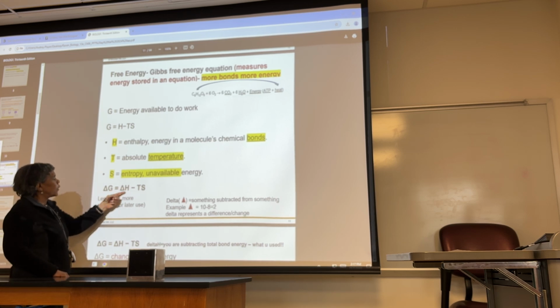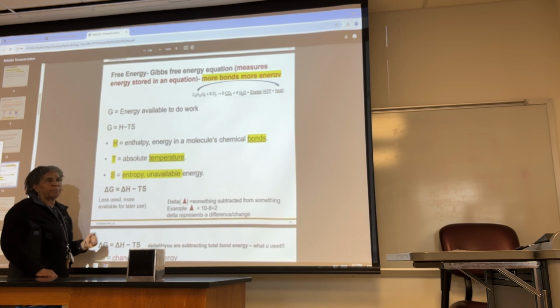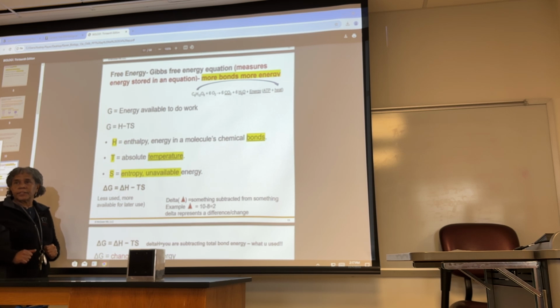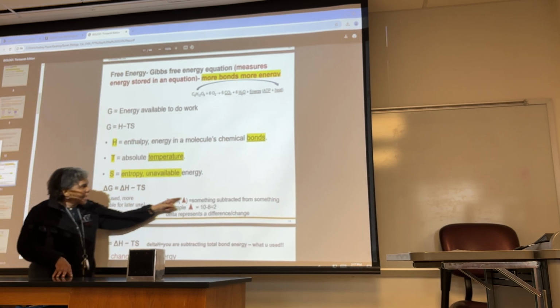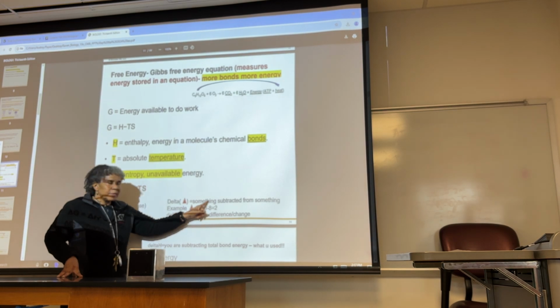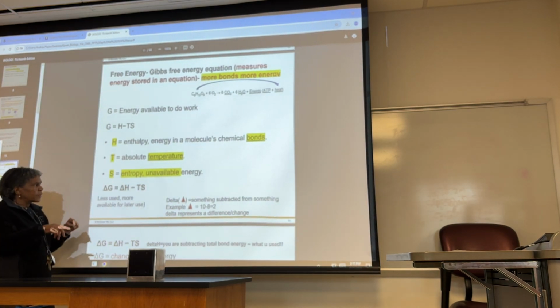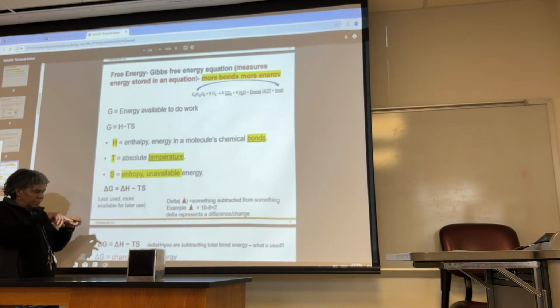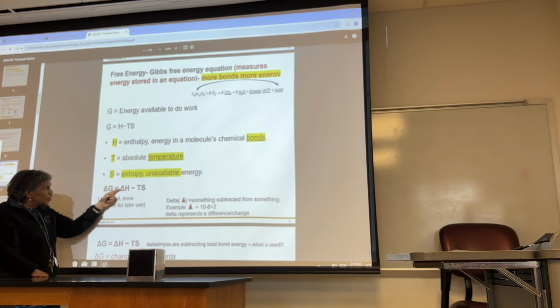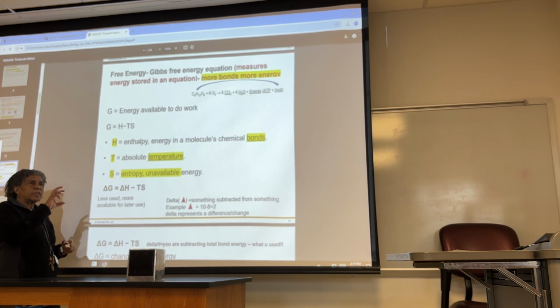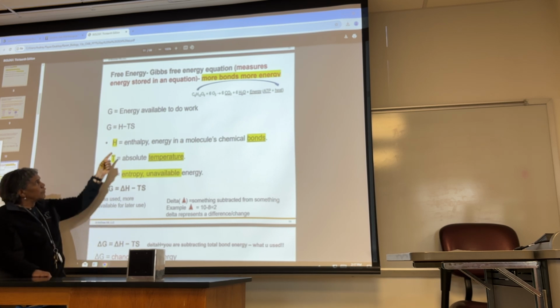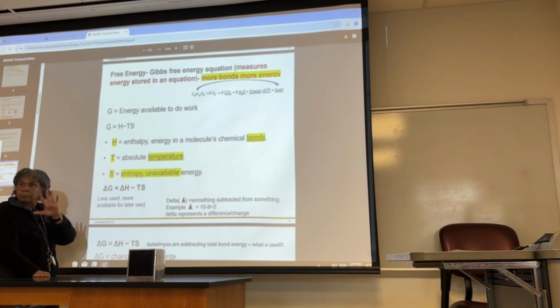So this delta H is the change in the bond energy. Delta means change. It's not an absolute value. It is a change. Something was subtracted from something else. Maybe I should start this way: there's a total amount of bond energy associated with whatever equation you're using, right? A certain amount of bond energy. We're all on the same page, right?